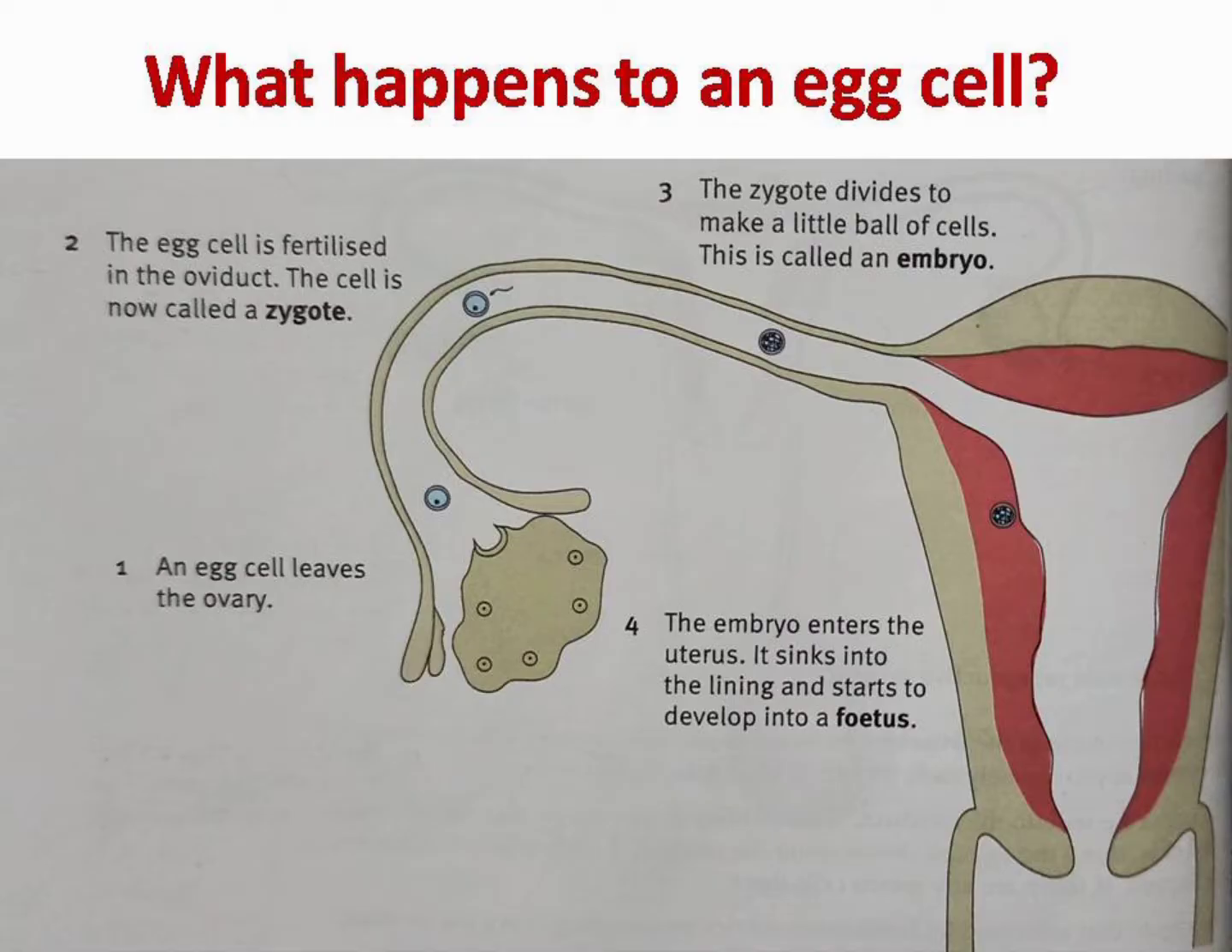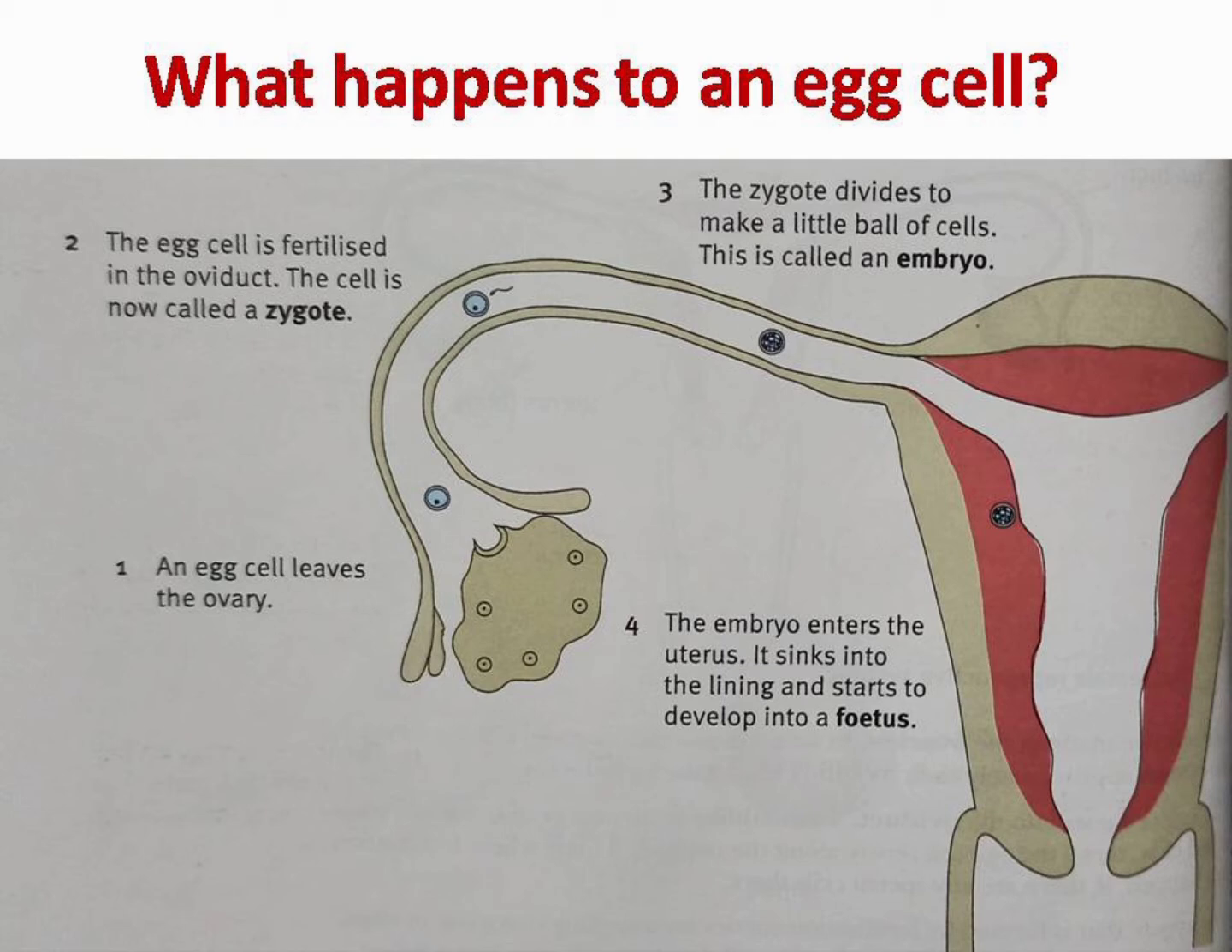What happens to the egg cell? The diagram shows what happens to an egg cell if it meets a sperm cell in the oviduct. An egg cell leaves the ovary. The egg cell is fertilized in the oviduct and is called a zygote. The zygote divides to make a little ball of cells. This is called an embryo. The embryo enters the uterus.